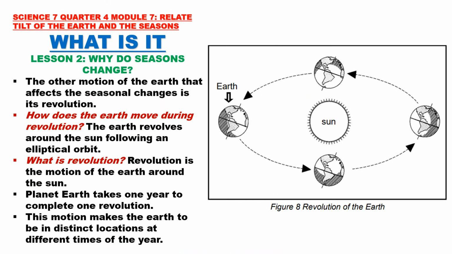The other motion of the Earth that affects the seasonal changes is its revolution. How does the Earth move during revolution? The Earth revolves around the Sun following an elliptical orbit. What is revolution? Revolution is the motion of the Earth around the Sun. Planet Earth takes 1 year to complete one revolution, or to be exact, 365 and 1/4 days. This motion makes the Earth be in distinct locations at different times of the year.